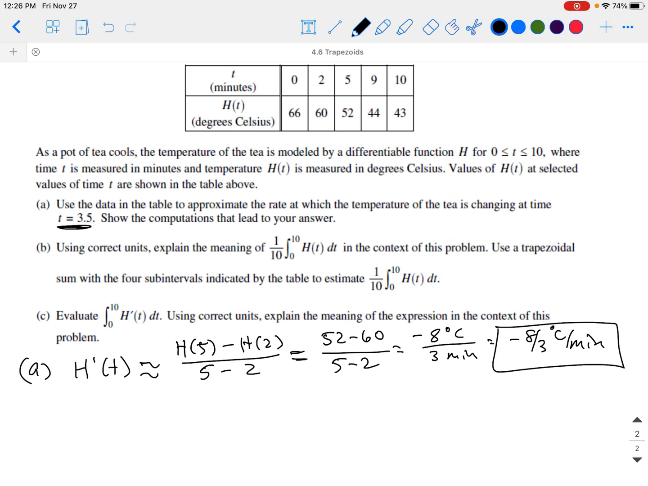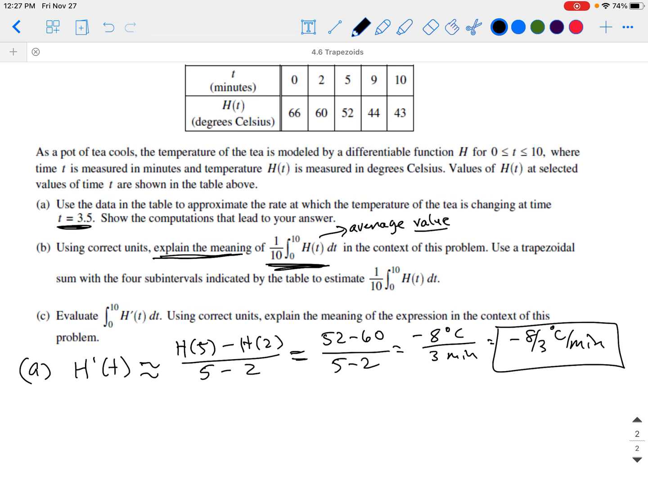Now for B, this is where we're going to use the trapezoidal rule. And it asks us to explain the meaning of this integral, which we know is going to be the approximation of h of t. But what is this 1 over 10 business? So this 1 over 10 business is actually going to be something that we look at when we get to 4.4. So this is called the average value.